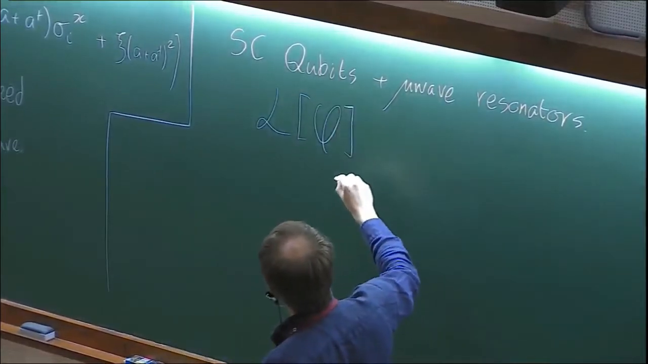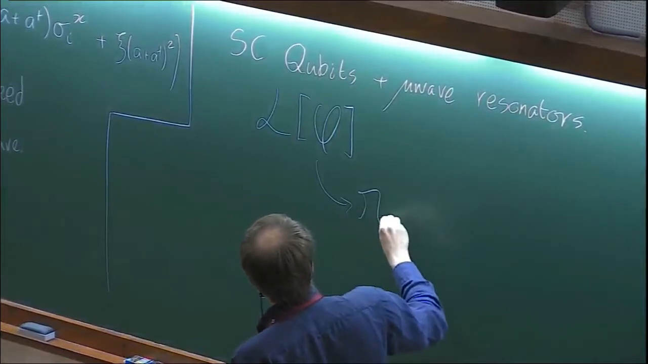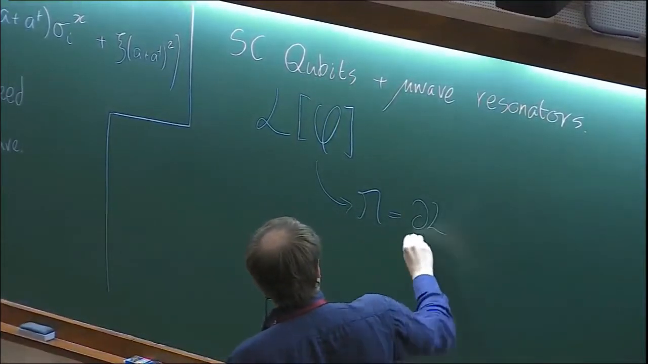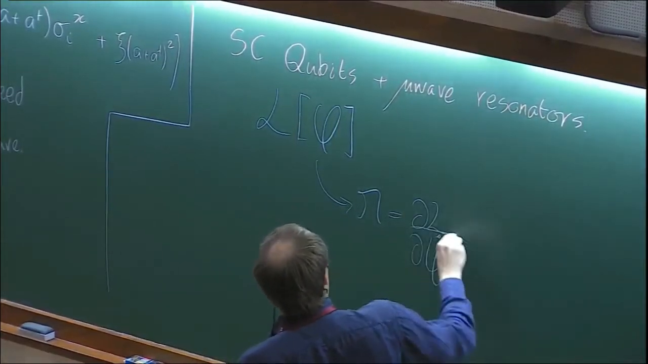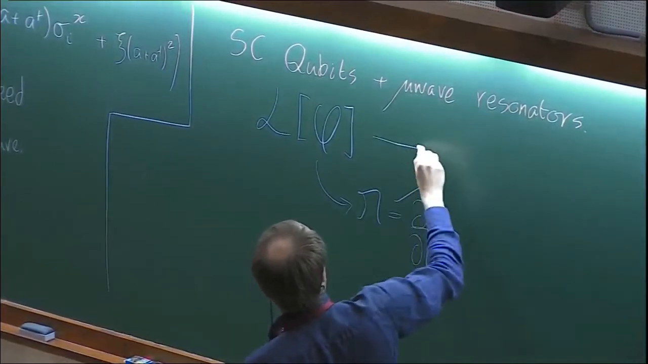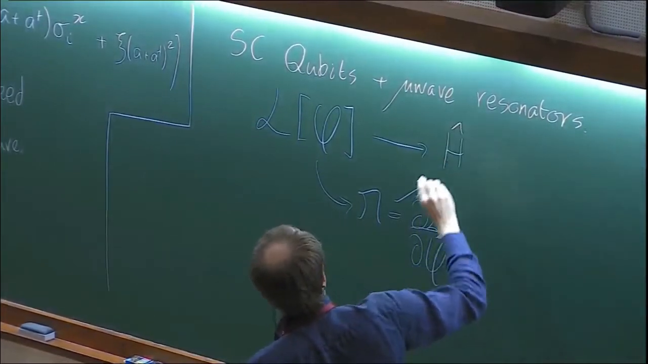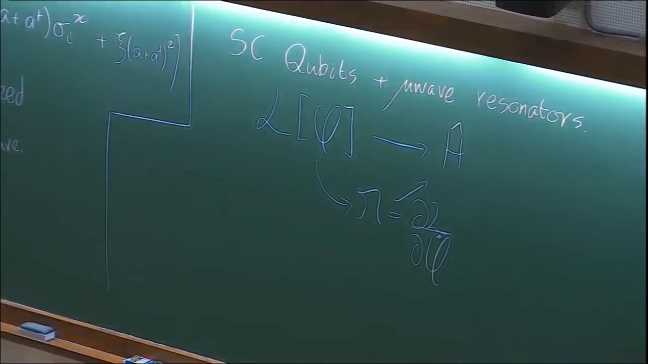And then from this Lagrangian, I can work out canonical momenta, which are dL/dφ-dot. And I can then, from this and the Lagrangian, work out a quantum Hamiltonian. And I can take this approach of writing down a classical field theory whose Euler-Lagrange equations are the classical electromagnetic equations of this problem, and then derive the Hamiltonian. And there are various works which do that for problems of superconducting circuits coupled to microwave resonators.